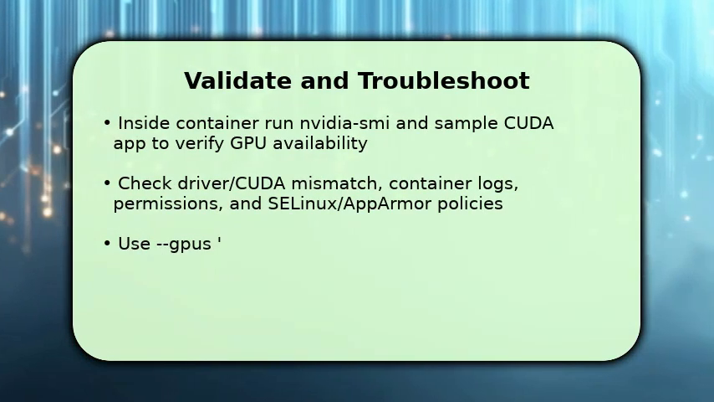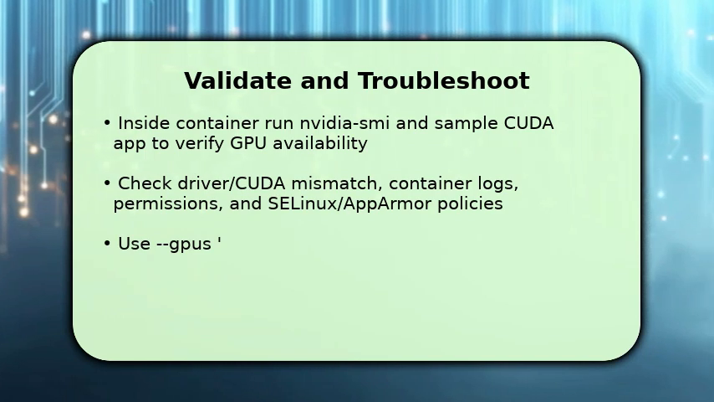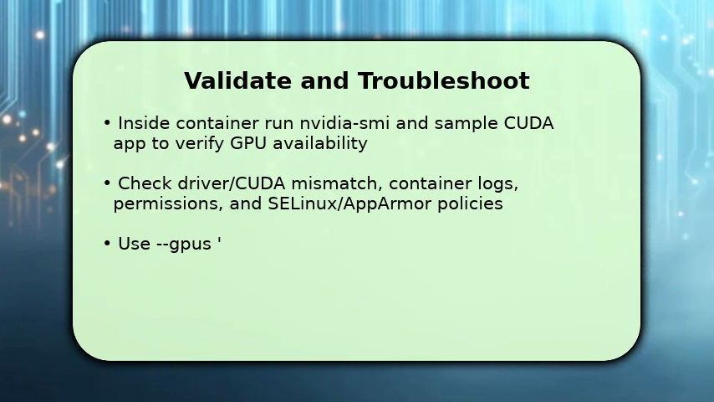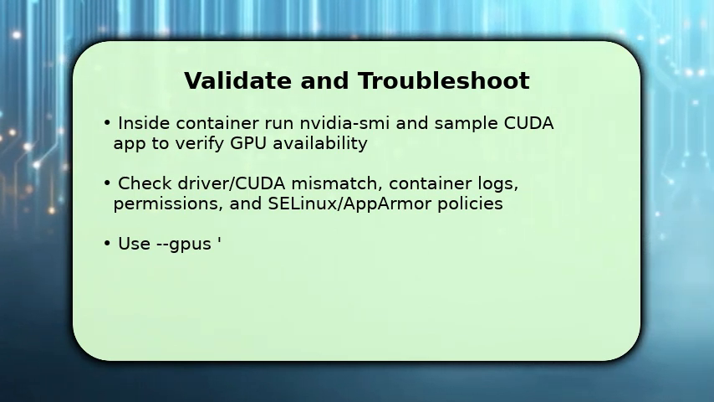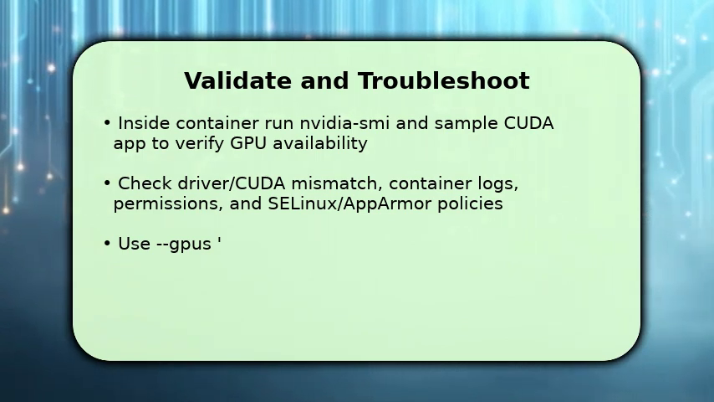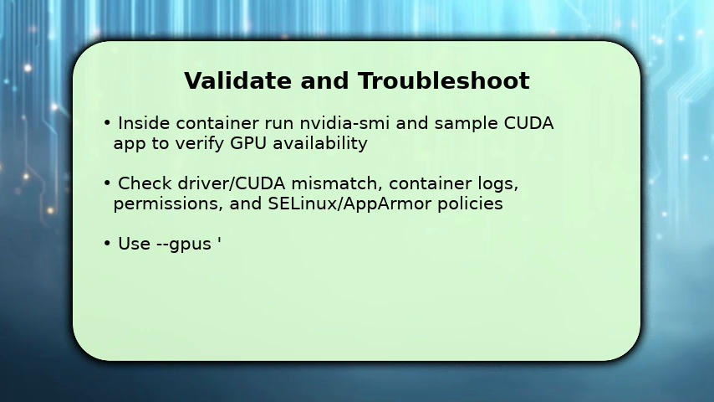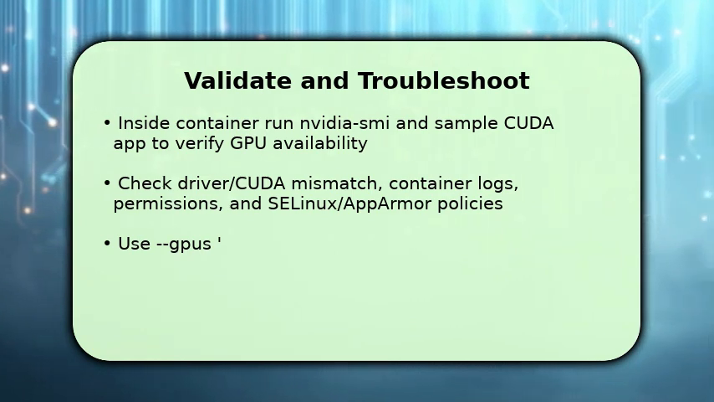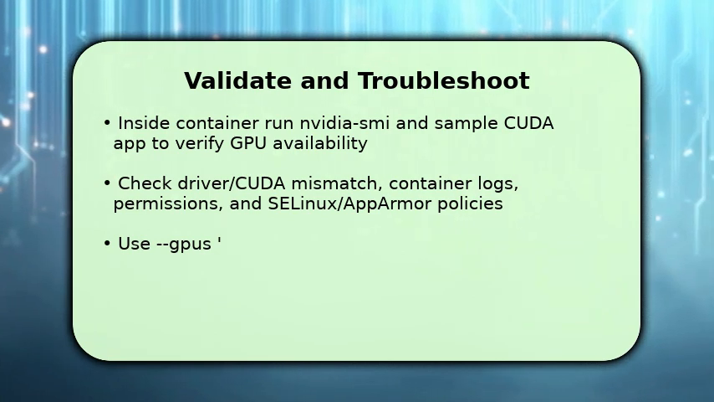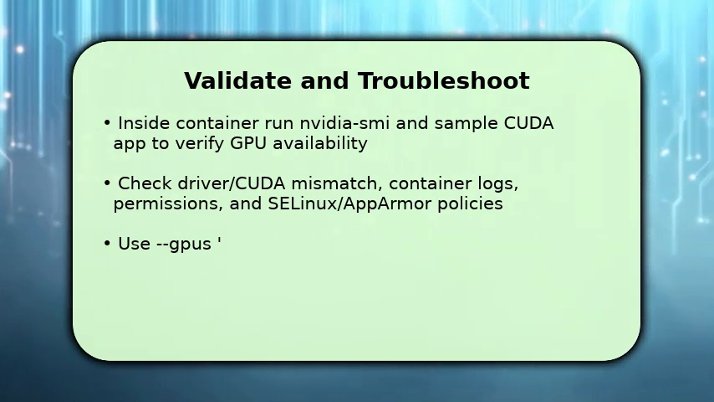You finish by validating runtime behavior and fixing common failures. Inside the container, run nvidia-smi and a quick CUDA sample. If GPUs are absent, confirm host driver and image CUDA match, and that Docker was restarted after toolkit install. If permissions block devices, check group membership or udev rules. On hardened systems, inspect SELinux or AppArmor denials.